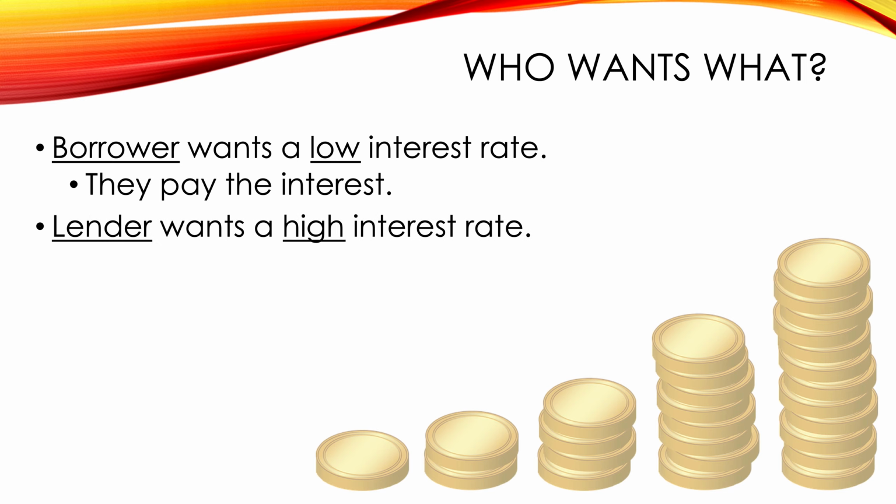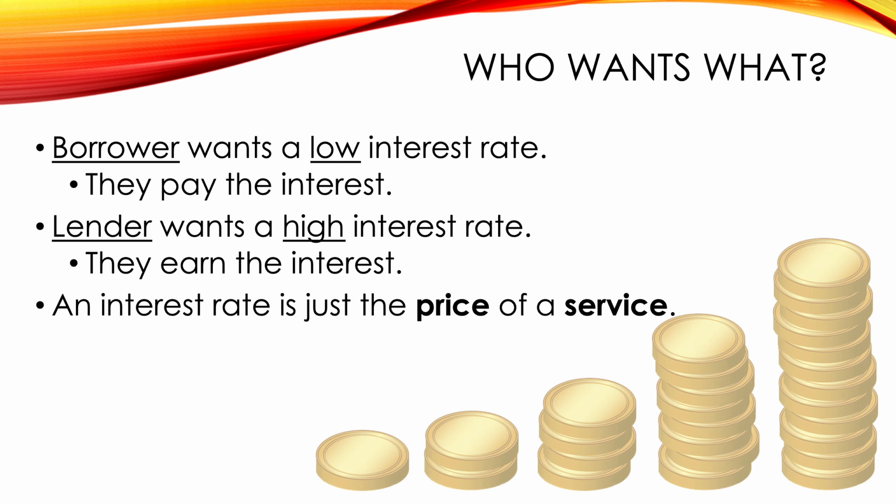The lender, on the other hand, wants a high interest rate because they're the ones who are going to earn the interest. They'd much rather have a 20% or a 50% interest rate because they're getting that money. So if this sounds a little familiar, right? Borrowers want low prices, lenders want high prices. That's because an interest rate is really a price. It's just a price. It's not actually that complicated. It's just the price of a service. What service? Well, borrowing money, right?